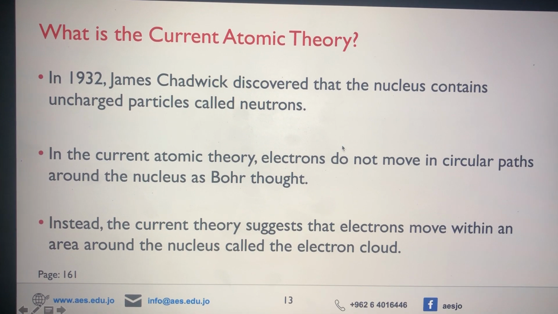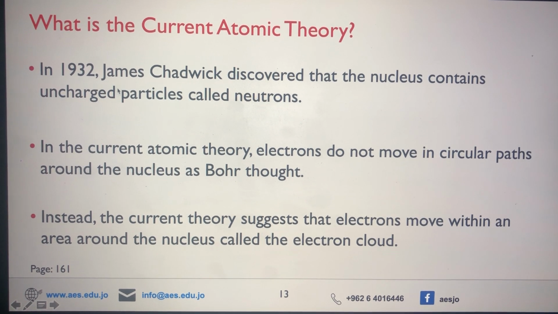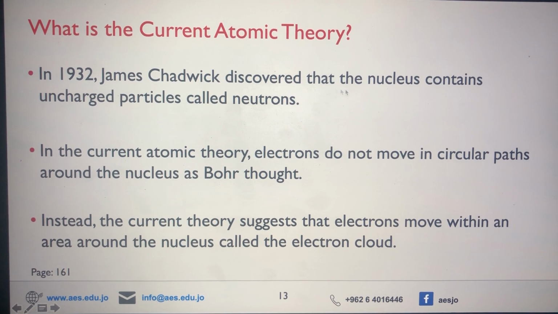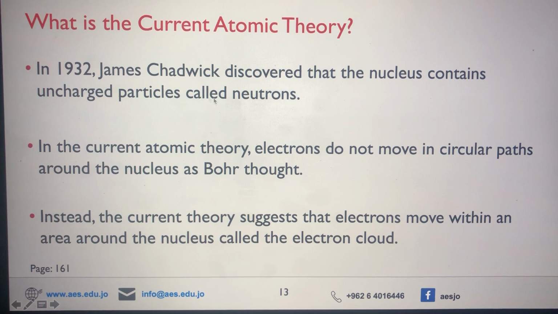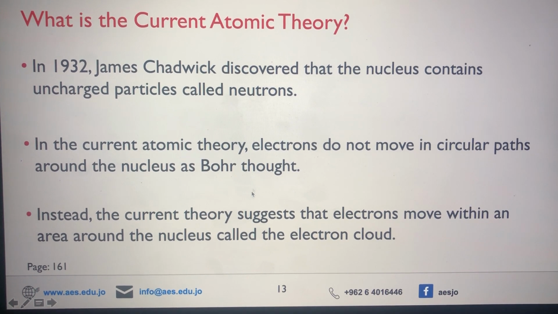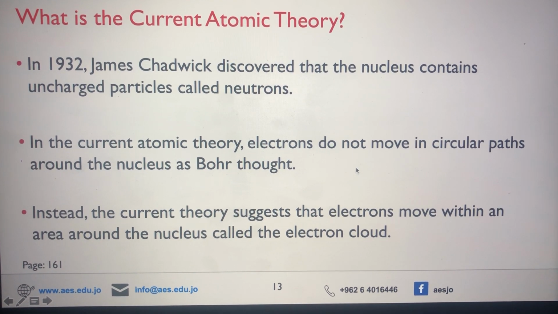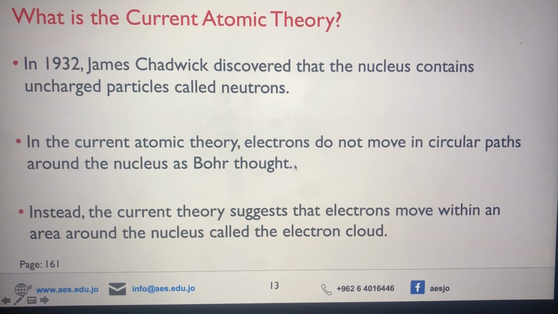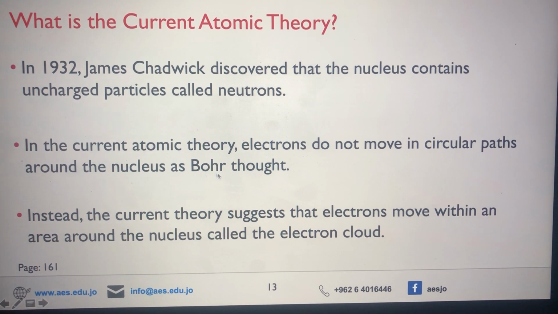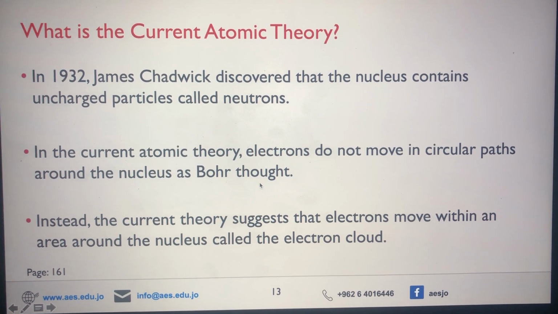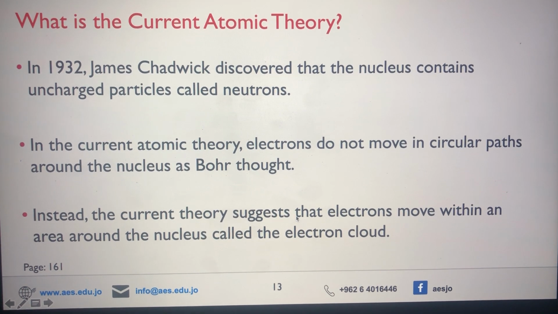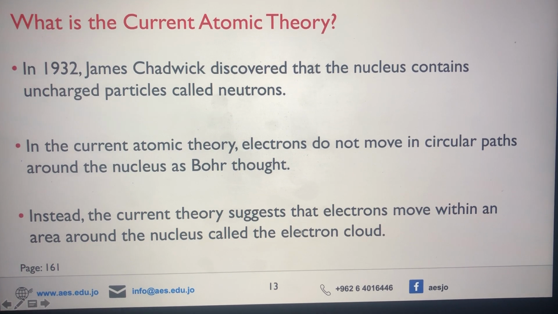What is the current atomic theory? Now, in 1932, James Chadwick discovered that the nucleus contains uncharged particles called neutrons. In the current atomic theory, the electrons, however, do not move in circular paths around the nucleus, just as the scientist Niels Bohr thought. However, the current theory suggests that electrons move within an area around the nucleus called the electron cloud.